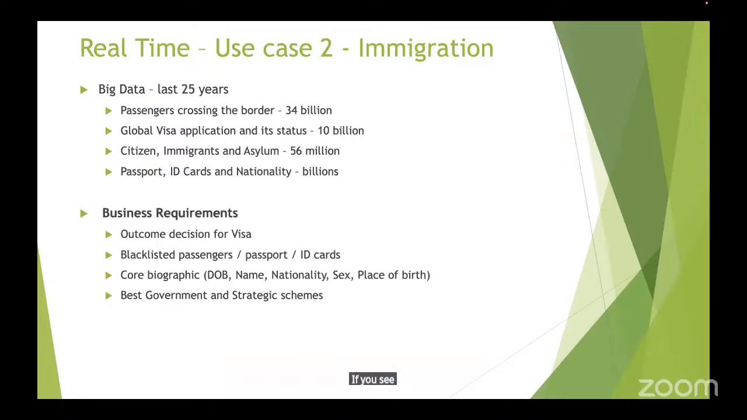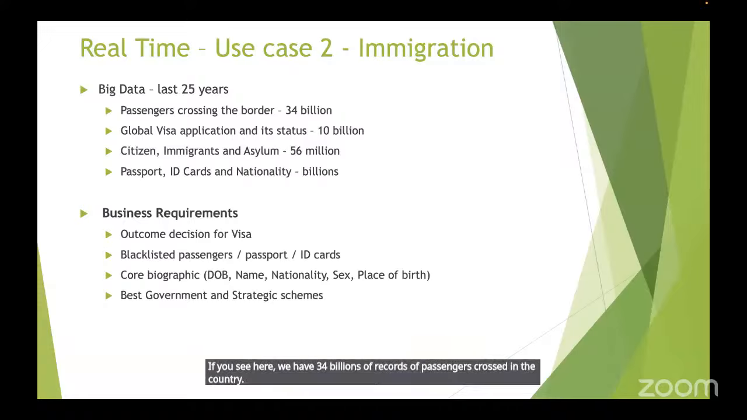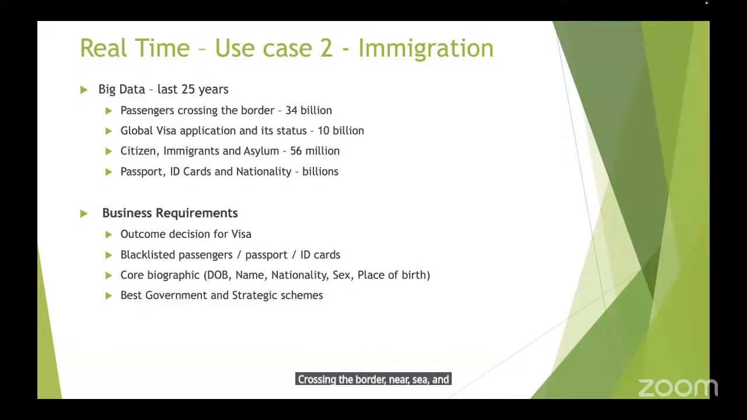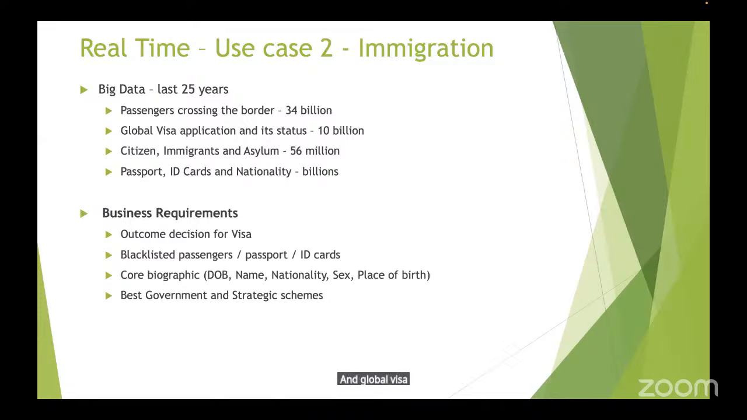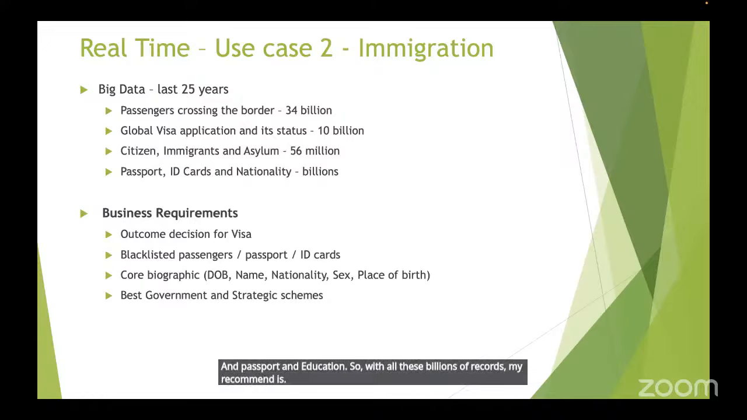Here we have 34 billion records of passengers crossing the border by air, sea, and train routes over the last 25 years. It's a billion, not even millions. It's billions of records. In order to process billions of records, I need a very, very fast technology. The technology is so huge and complex. I need to process 34 billion records, plus global visa applications and their status, citizen immigration and asylum, passports and ID cards and so on.